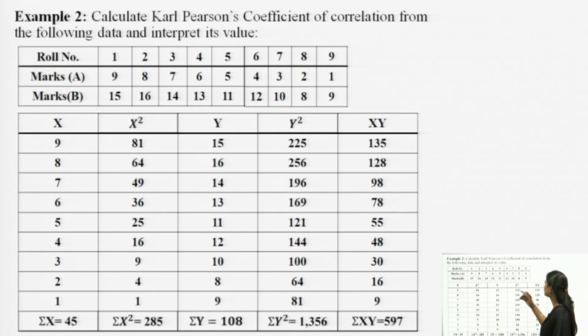We have a simple question here which talks about roll numbers from 1 to 9, marks of some subject A and marks of some subject B. The marks of subject A are 9, 8, 7, 6, 5, 4, 3, 2, 1, going in a downward direction. Marks of subject B are 15, 16, 14, 13, 11, 12, 10, 8, 9, almost the same, meaning somewhere they are increasing and somewhere they are decreasing. So what kind of correlation they have, we are supposed to find out by putting the values in the direct formula.